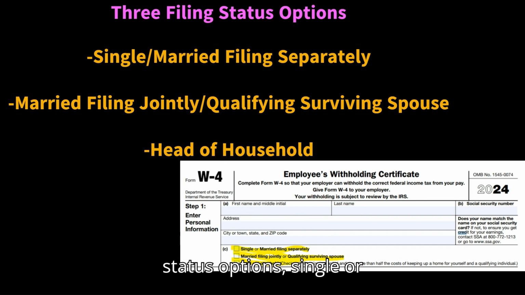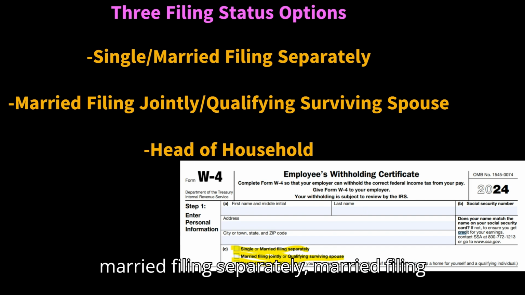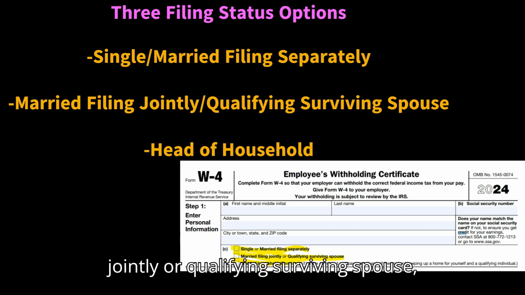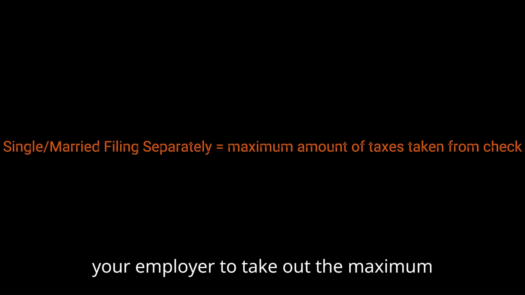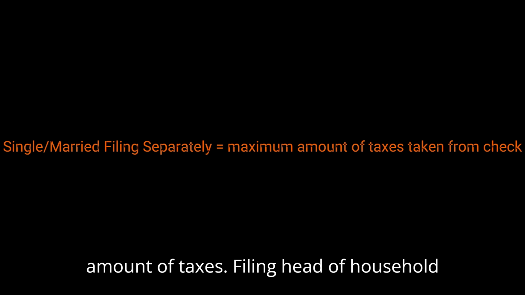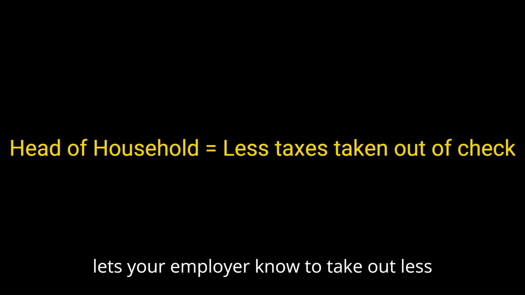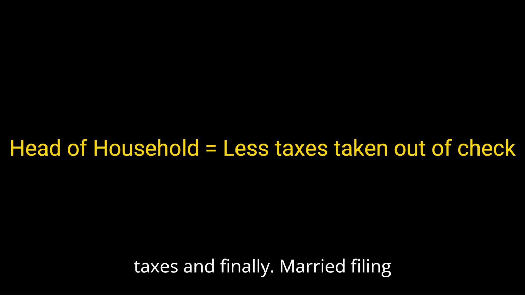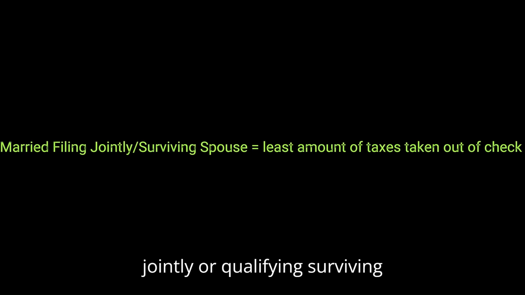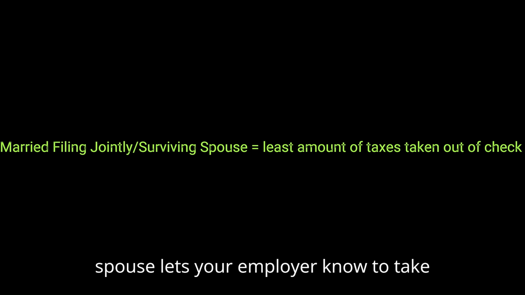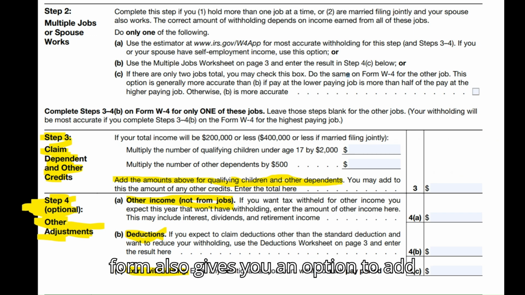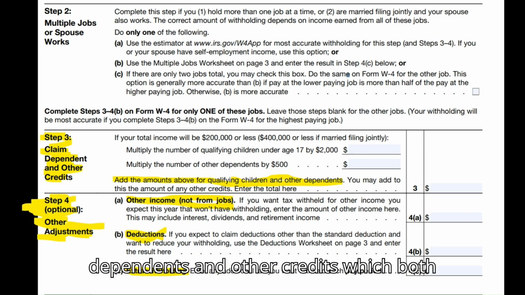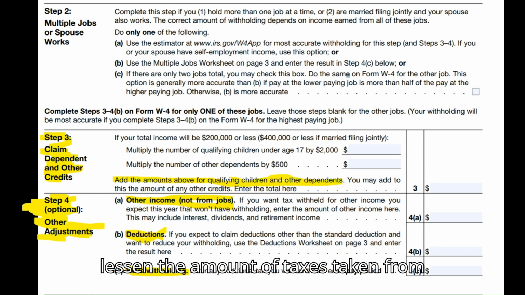There are 3 filing status options: single or married filing separately, married filing jointly or qualifying surviving spouse, and finally, head of household. Filing as single or married filing separately tells your employer to take out the maximum amount of taxes. Filing head of household lets your employer know to take out less taxes. And finally, married filing jointly or qualifying surviving spouse lets your employer know to take out the least amount of taxes. This form also gives you an option to add dependents and other credits, which both lessen the amount of taxes taken from your check.